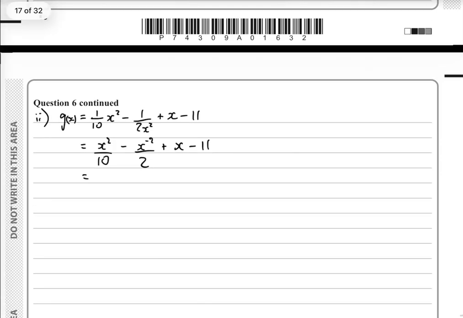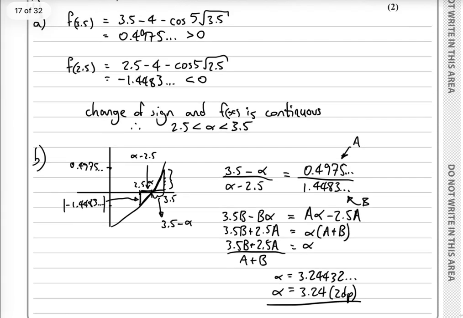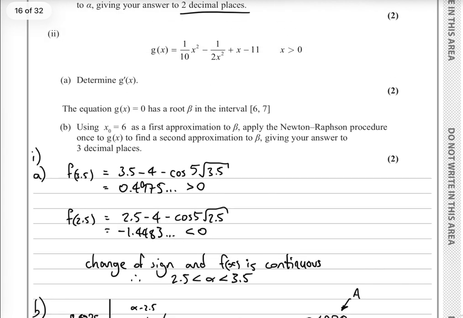Now differentiating this, 2x over 10. Here the minus 2 comes down, that becomes a plus 2x to the minus 3 over 2, plus 1, and then a 0 for the minus 11. Simplifying that, we get x over 5 plus 1 over x cubed, putting it back how it was, and that is our derivative.